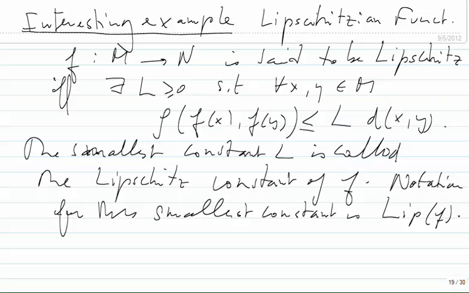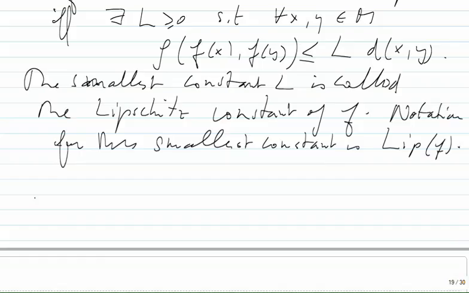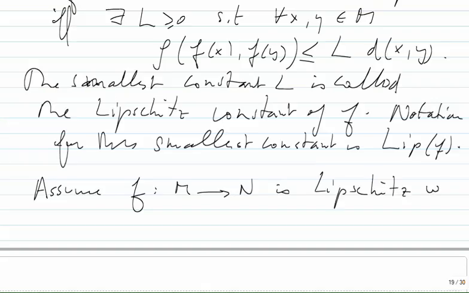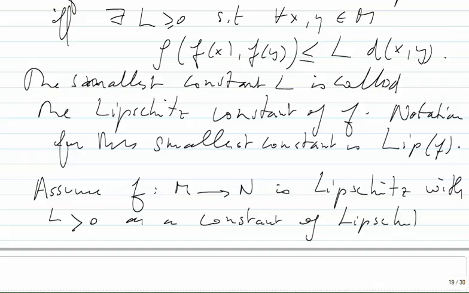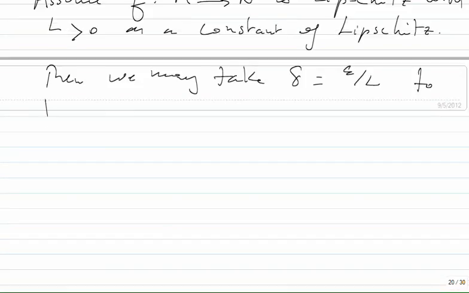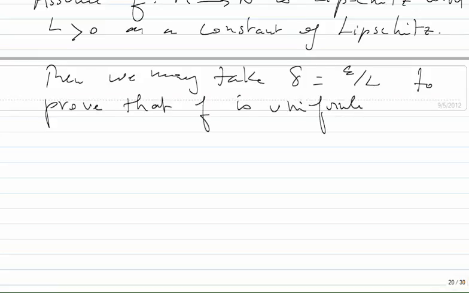It's easy to see that if we assume f is Lipschitz with L positive as a constant of Lipschitz, then we may take delta equal to epsilon over L to prove that f is uniformly continuous.